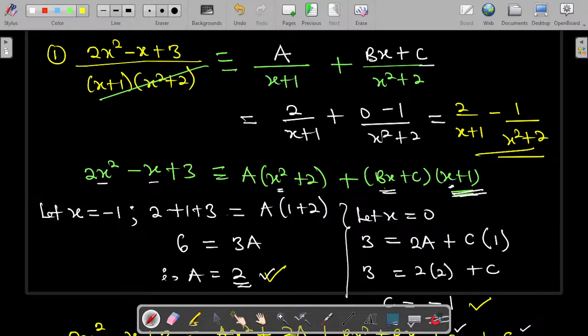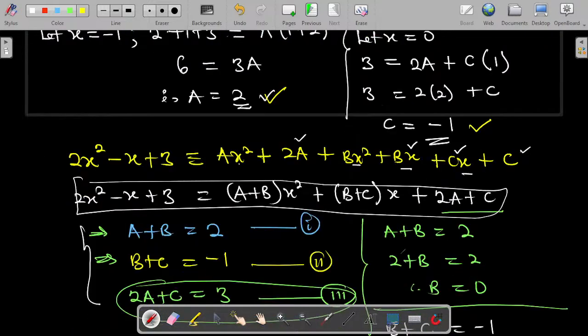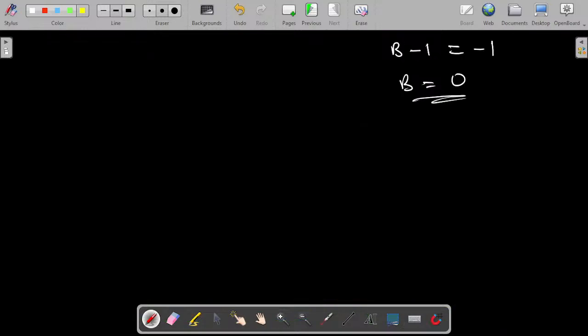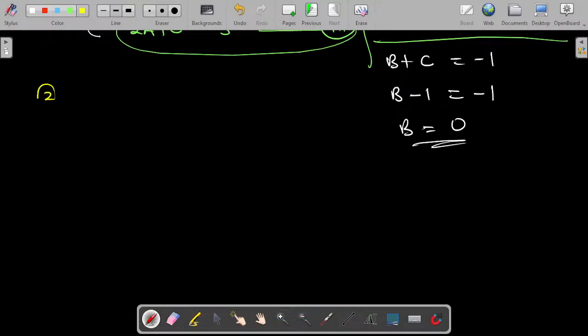Okay, let's look at this example. Let me call it example 2. We are given 3 all over x squared into x plus 2.